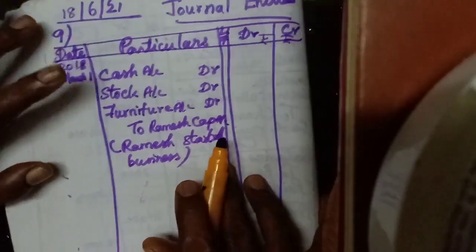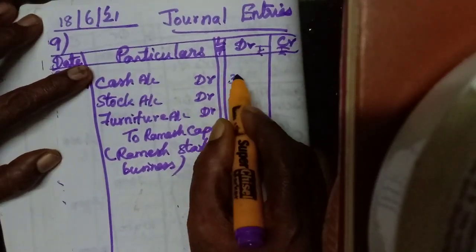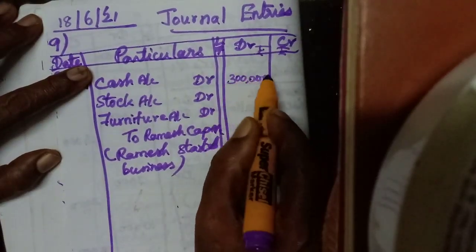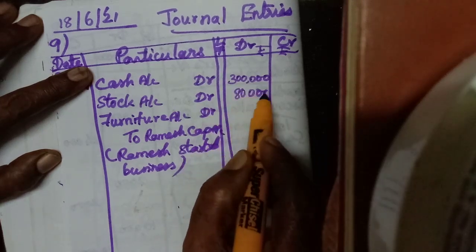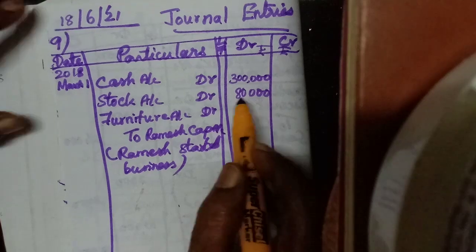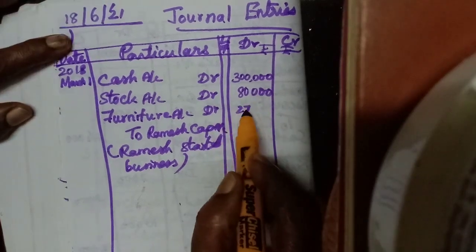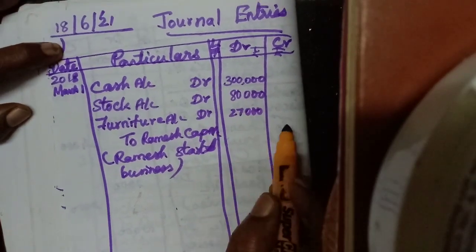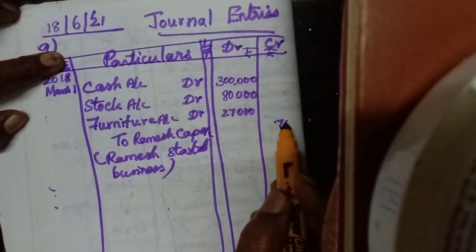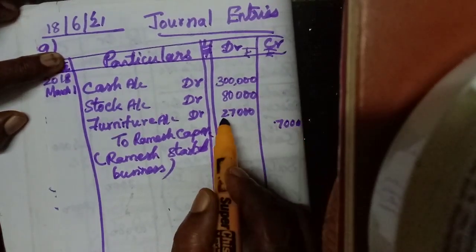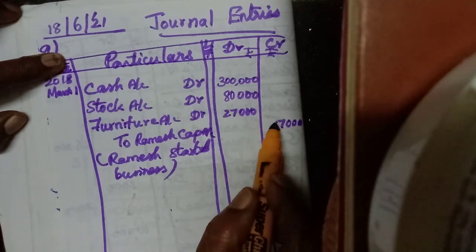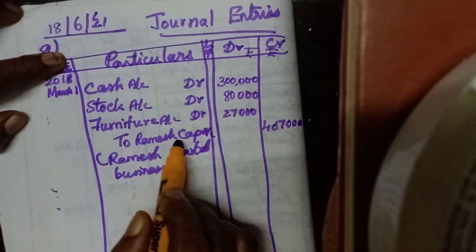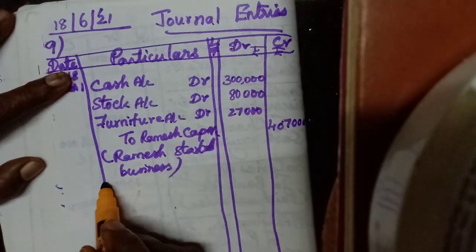That's all. Okay, 3 lakh, 80,000, 27,000. Total 7,000. Here 8 plus 2, 10, balance 1, 4 lakhs 7,000. Second one we should draw one line.